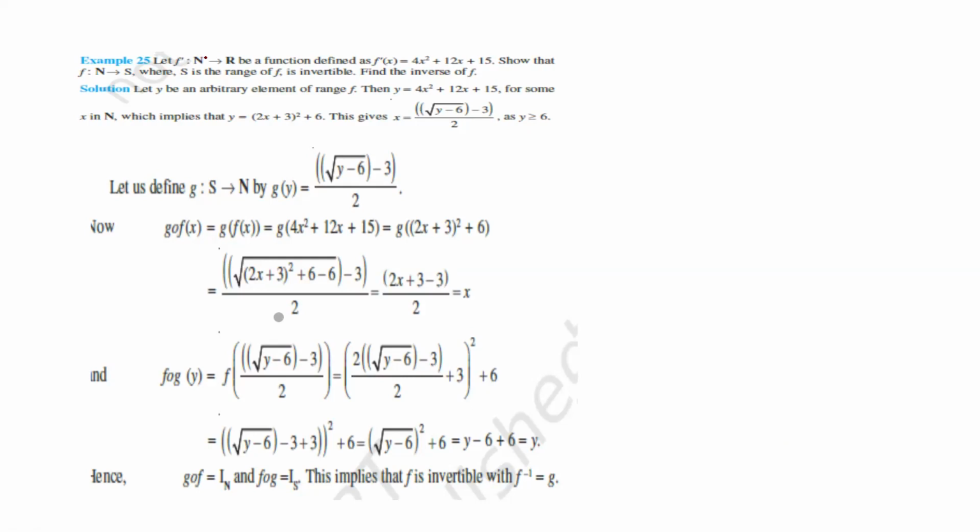Now you see, this is the question. f from N to R, N is natural numbers and R is real numbers. f of x is equal to 4x squared plus 12x plus 15. Not f dash x, it is f of x only. Show that f from N to S, where S is the range of f, is invertible, and find the inverse of f. Okay. So what do you have to do? How to find out?